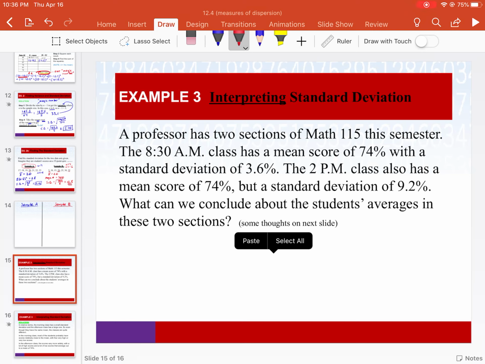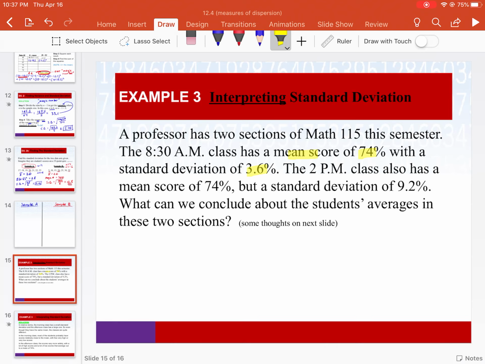So, interpreting standard deviation. A professor has 2 sections of a math class, the 8:30 class and the 2 p.m. class. And he finds out that the mean score for the 8:30 class was 74%, and it had a standard deviation of 3.6. What does that mean, 3.6? Well, that's pretty low. So that means that most of the scores were close to the 74 or spread out? They were close. That's exactly right.